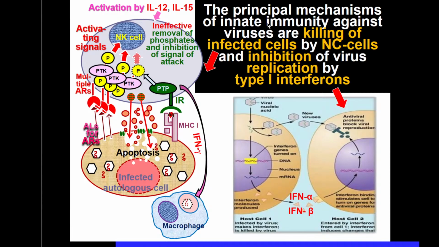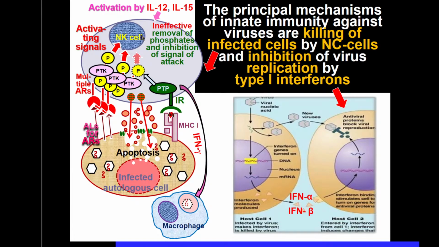Principal mechanisms of the innate immunity against viruses. By principal mechanisms of the innate immunity, pay attention. Now they are, of course, natural killer cells and synthesis of interferon alpha and interferon beta.